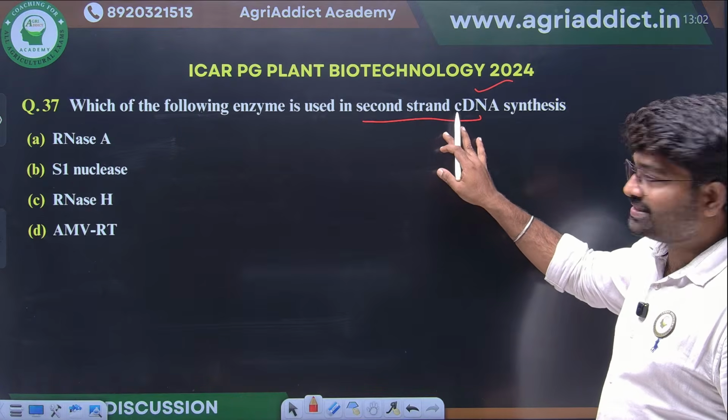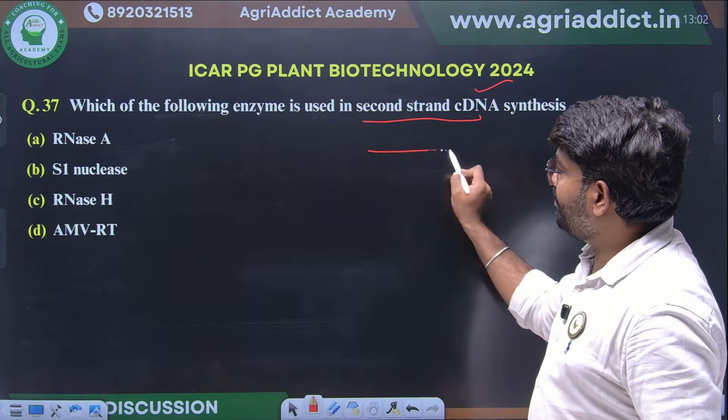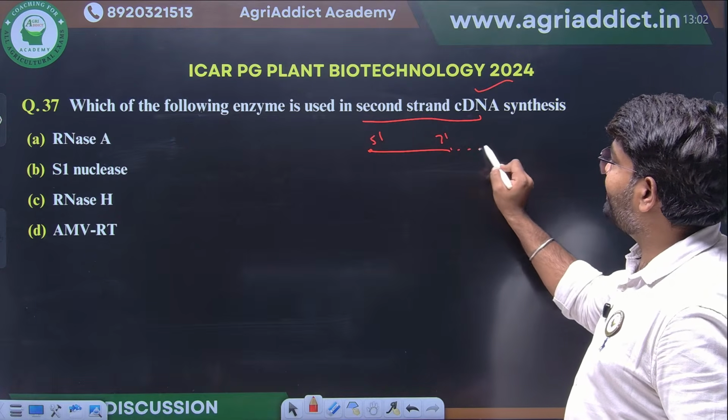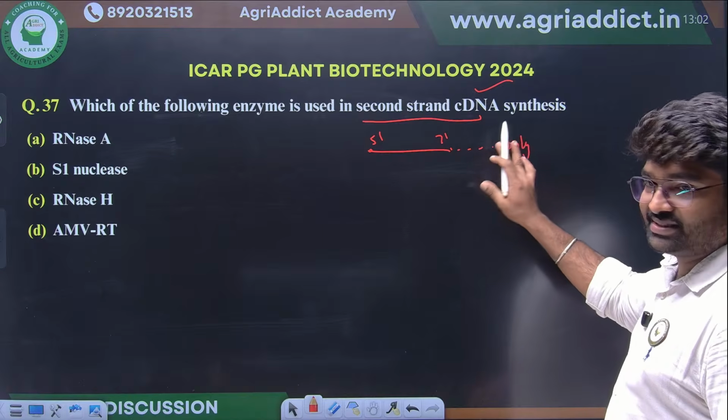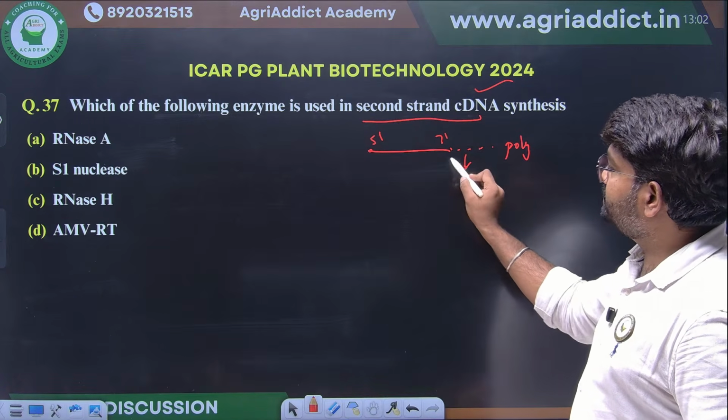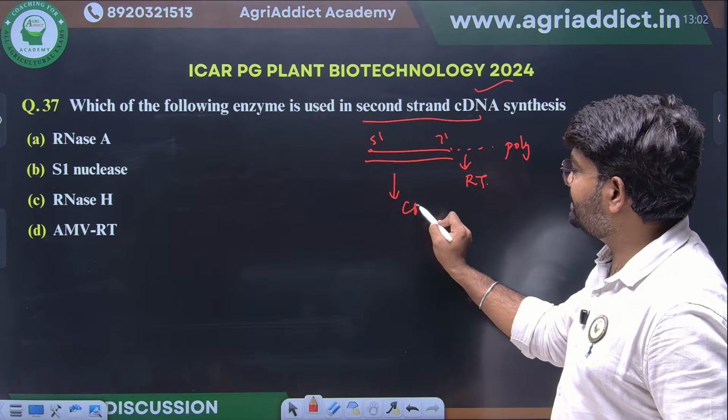They are asking about second strand synthesis. We know mRNA will have 5 prime to 3 prime, and the poly A tail will be there. For first strand synthesis, we will use reverse transcriptase, so cDNA will be synthesized.